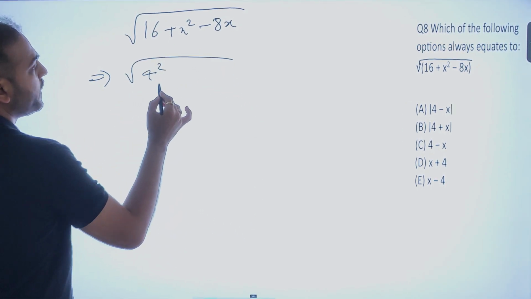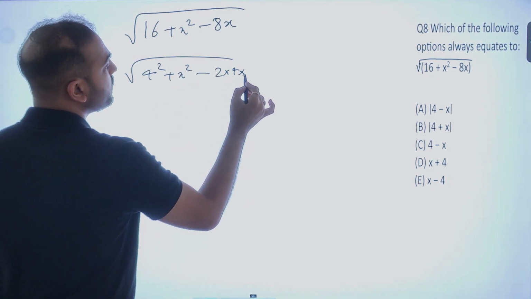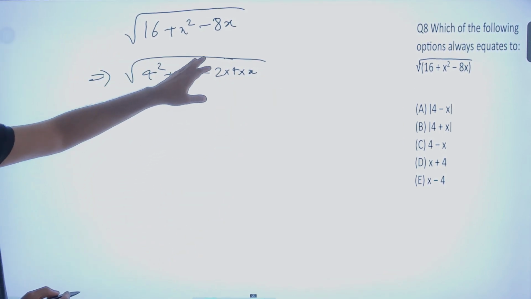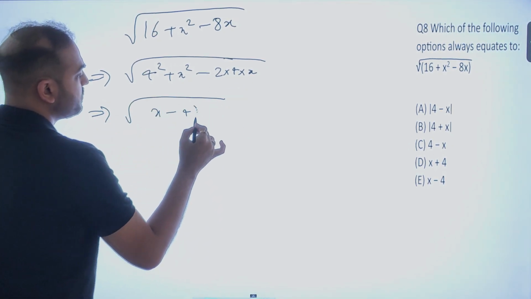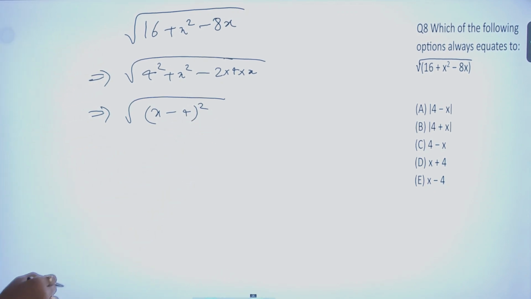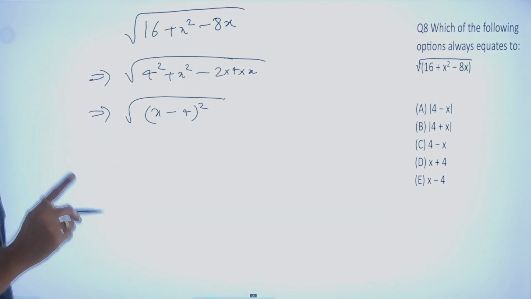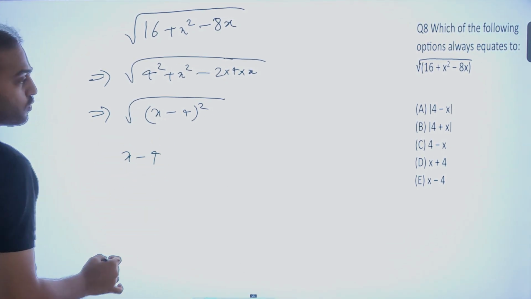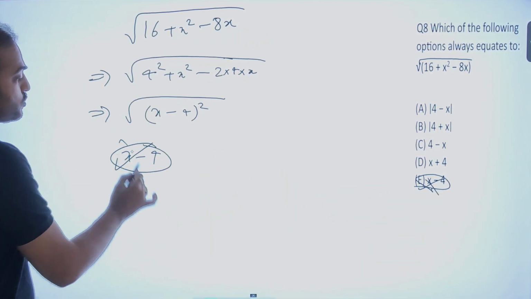This is 4 square plus x square minus 2 into 4 into x. If you see, this is a square plus b square minus 2ab, so you can write it as x minus 4 the whole square. Now we did the takeaway for method 2: square root of variables is modulus. So don't just cancel this and write x minus 4. This option is wrong. We can't do this.